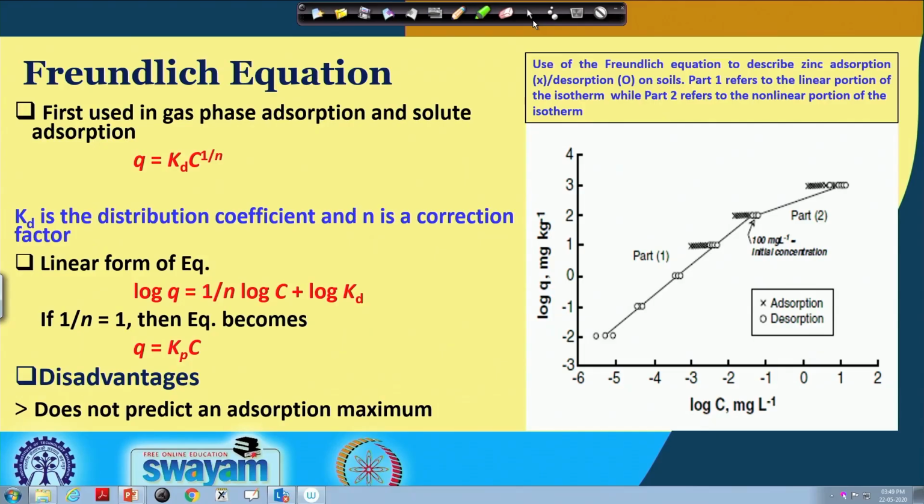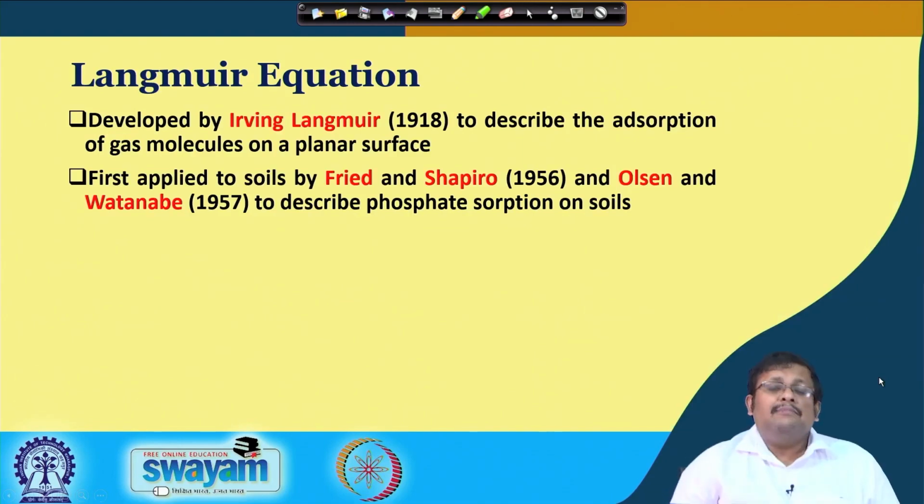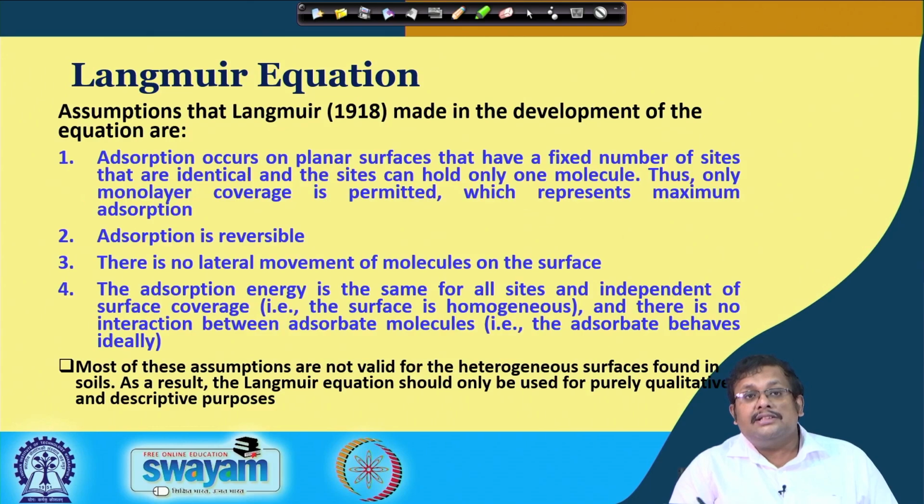So, to remove this drawback, the Langmuir equation is basically used. Now, this Langmuir equation was developed by Irving Langmuir in 1918 to describe the adsorption of gas molecules on a planar surface, and it was first applied to soil by Fried and Shapiro in 1956 and Olsen and Watanabe in 1957 to describe the phosphate sorption in soils.